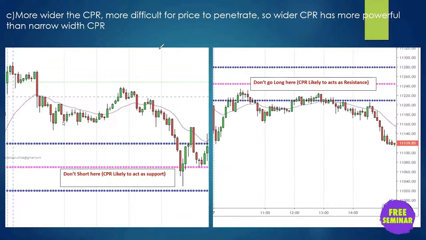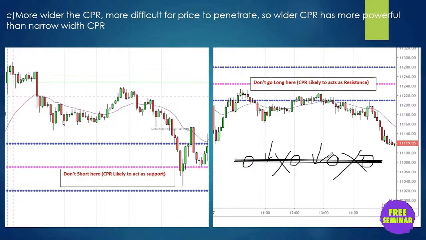Okay, now I told you about the wide CPR. The second thing I told you about is the narrow CPR, right? What is the secret of narrow CPR? What does a narrow CPR tell you? First thing you should know: it's not at all a strong support resistance. CPR is a strong support resistance, but it also depends on its width. If it is too narrow like this, you should know that it's not a strong support resistance. Many times I've seen price doesn't respect the CPR at all when it's too narrow.